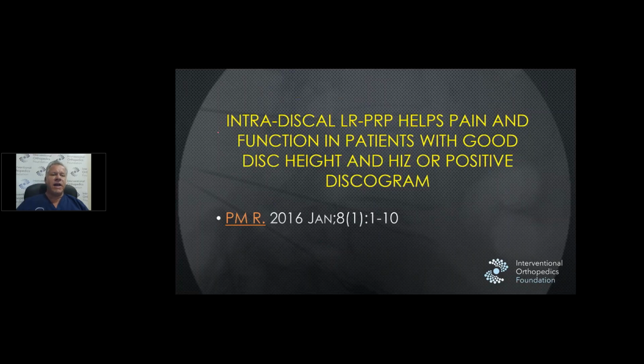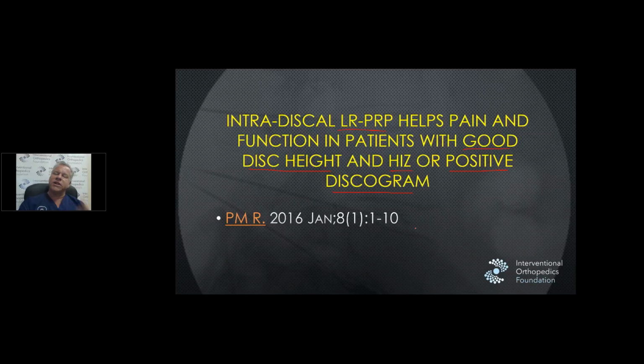Now, interesting that we have a couple studies in this regard. Greg Lutz's study, and Greg will actually be at the IOF conference, came in and used leukocyte-rich PRP, and it helped pain and function. And what was interesting is it seemed to work better in patients with good disc height. So this is intradiscal PRP, or HIZ, or positive disco. So basically, these were classic discogenic pain patients.